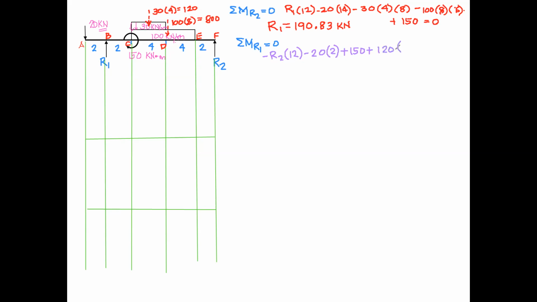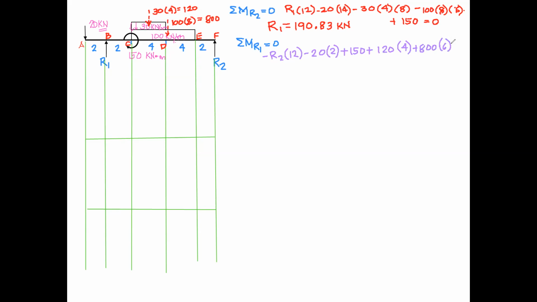120 is the equivalent concentrated load ng 30 times 4. Plus 800 times 6. That's 800, the equivalent load ng 100 times 8. Perpendicular distance ito, 6. Tapos na? Yes po. 1, 2, 3, 4, 5.